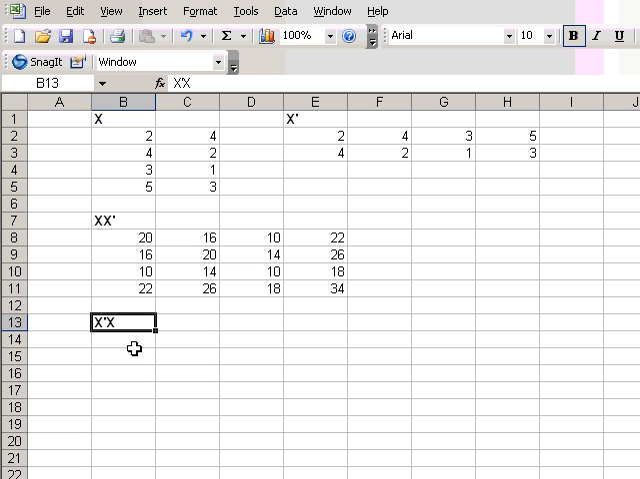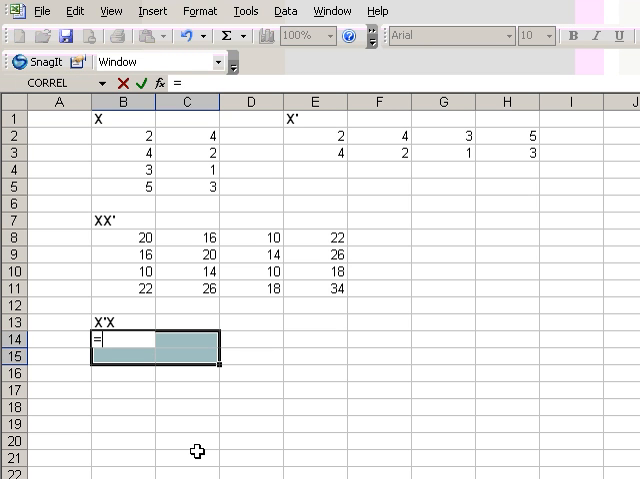If we multiply X prime X, we're multiplying a 2 by 4 times a 4 by 2. The result of that will be 2 by 2. So here is X prime X. It is equal to mmult.